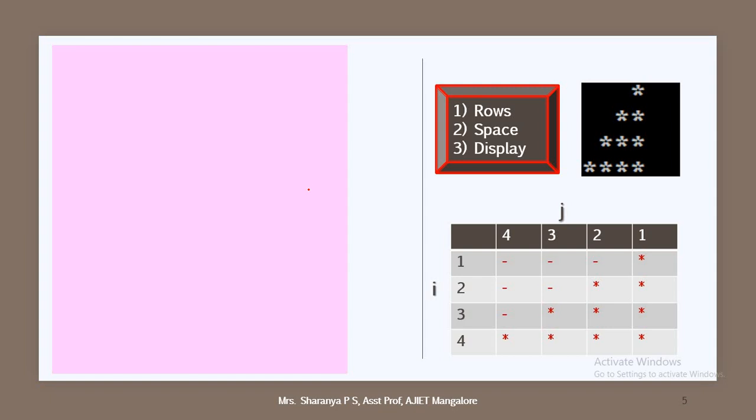So 3 for loops we are using. First one for rows, second one for displaying the space, and third one for displaying the actual content. Now let us look into the pattern, how we can write the code to display this pattern.